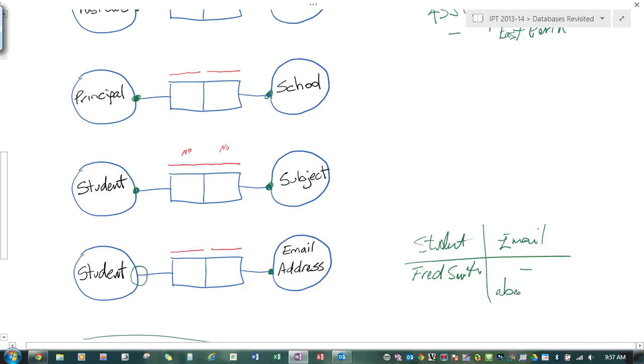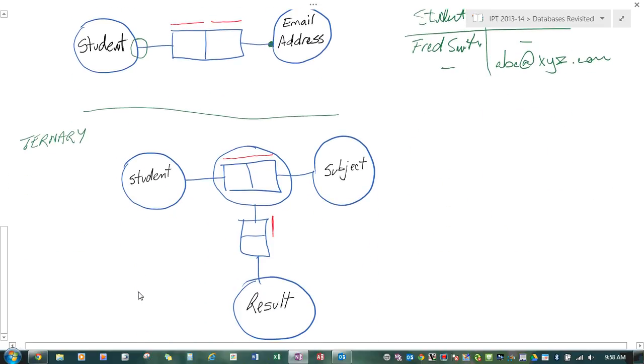Equally, if we had something like this, what does that say? Okay, so if we put someone's email address as abc@xyz.com, would we record that without recording who it actually is? No, that's a bit silly. So that's why we're making it compulsory here. So the dot on the email is making it, I must have this recorded that way around. So if I record an email address, I must have the name of the person attached to it. Okay, last one, the ternary one.